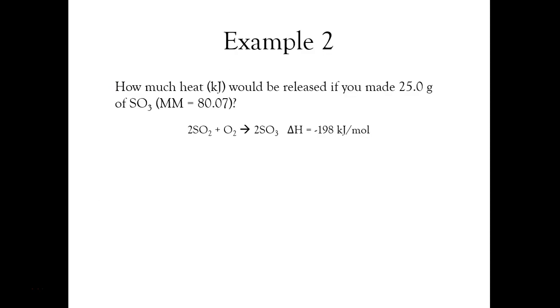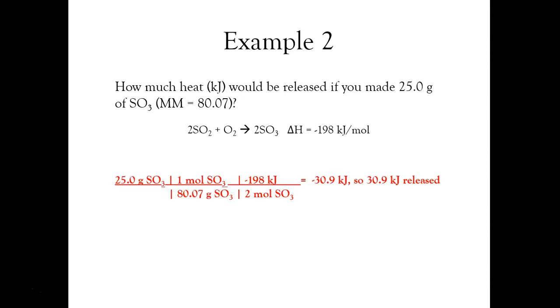Okay, so let's look at this problem. How much heat would be released if you made 25 grams of sulfur trioxide? The molar mass is 80.07. Okay, so we can again set this up using dimensional analysis. All right, so we'll start with what we're given, which is 25.0 grams of sulfur trioxide. Convert to moles, and then we know for every 2 moles of sulfur trioxide, we release 198 kilojoules. So the answer we'd get is negative 30.9 kilojoules. Another way of saying that is that 30.9 kilojoules are released.